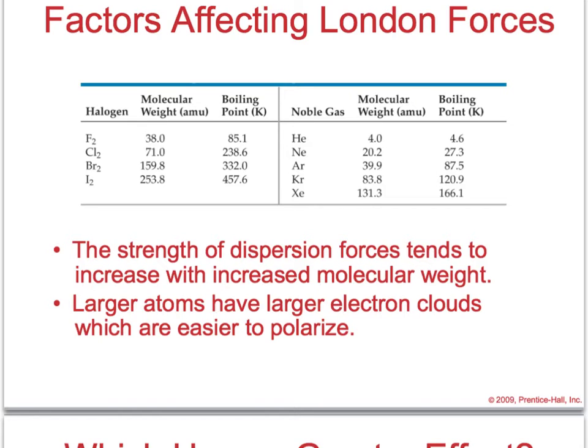Keep going. You read this. Factors affecting London forces. The strength of dispersion forces tends to increase with increased molecular weight. Larger atoms have larger electron clouds, which are easier to polarize. So if the molecule is larger, longer, or heavier, it causes stronger London dispersion forces, right? Then London dispersion forces occur on non-polar molecules or polar? Non-polar. So it occurs on non-polar, not polar.